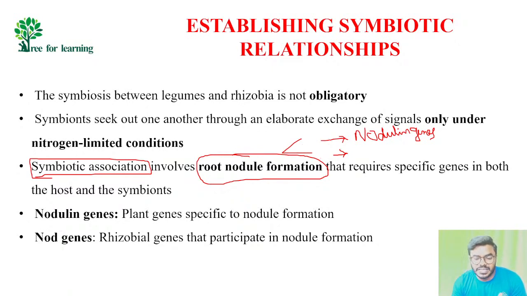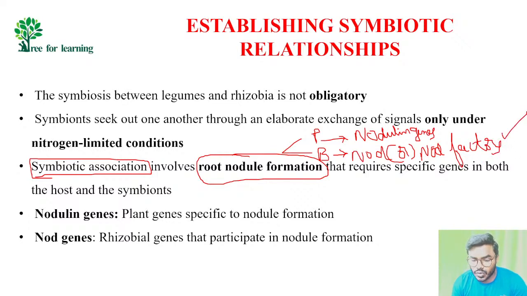The genes which are present in the plant we can call the nodulin genes. Friends, please don't confuse, okay? The genes which are present in the bacteria we call the nod genes. Sometimes instead of using the word nod gene, we use the word nod factors. In the examination, mostly they will use the word nod factors only. Okay, remember.